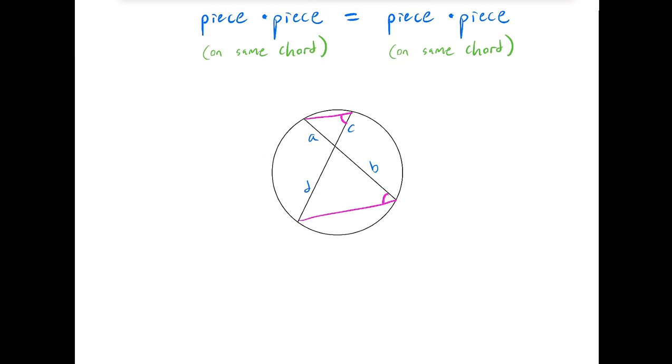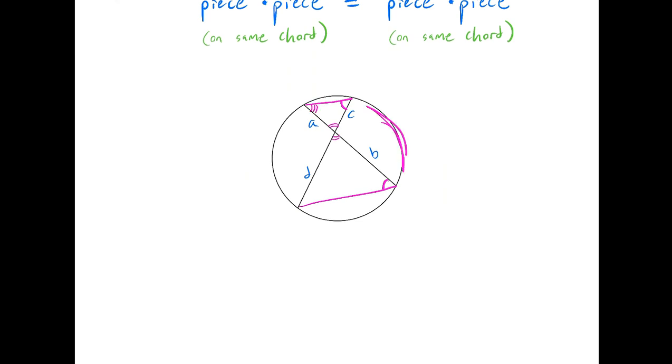We also have vertical angles, which are the same, so these two are the same. And we have two inscribed angles opening up to this same arc over here, so this one and this one are congruent. Now we've got two similar triangles.